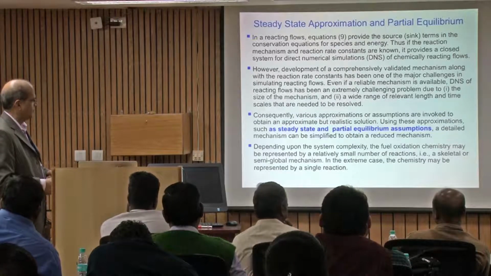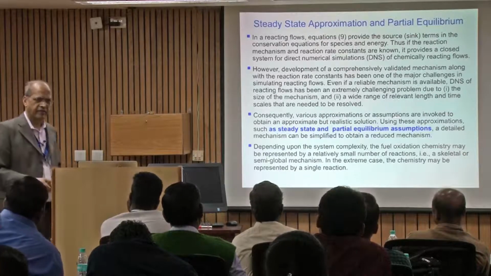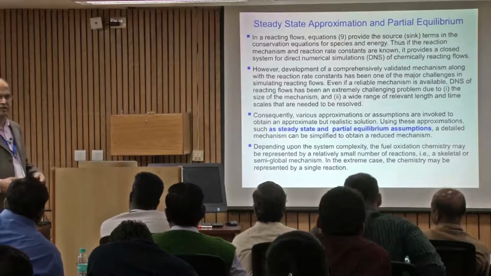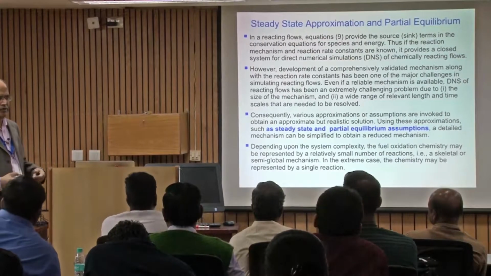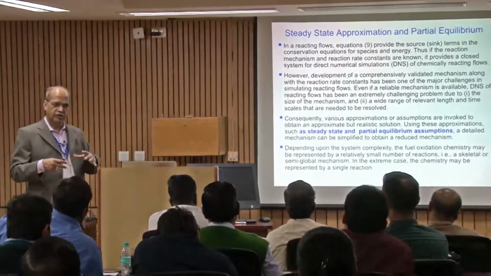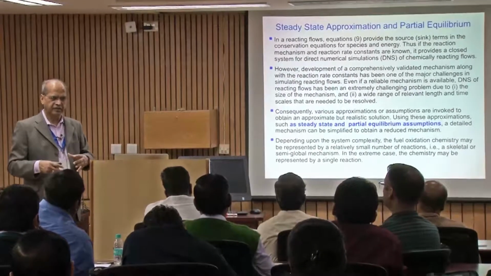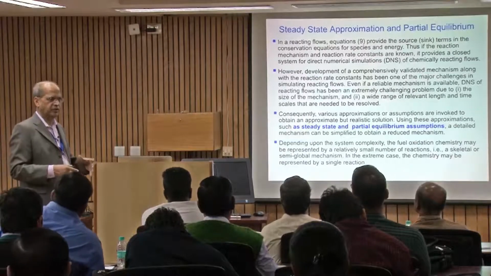Other challenges: for DNS, there is also a wide range of length scales and time scales. If you are doing a laminar flow, even then there are many large length scales and time scales. When it is turbulent flow, it becomes nearly impossible. So the main thing is that you cannot use these full mechanisms. You have to find a way to reduce the mechanisms. The steady state approximation and partial equilibrium are some of the techniques used to reduce the number of species and the number of reactions. So they basically reduce the number of equations to be solved.